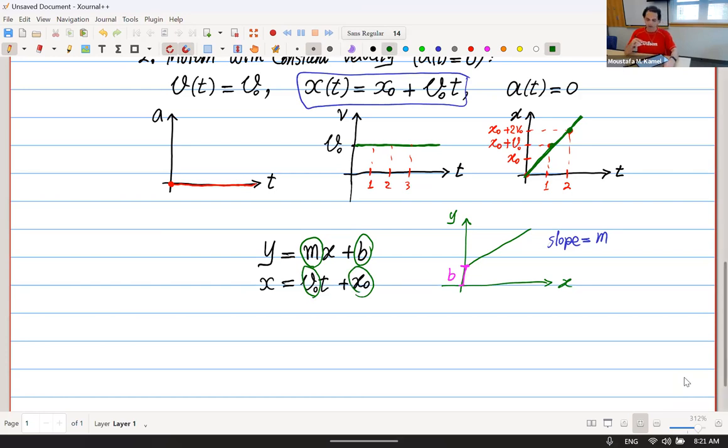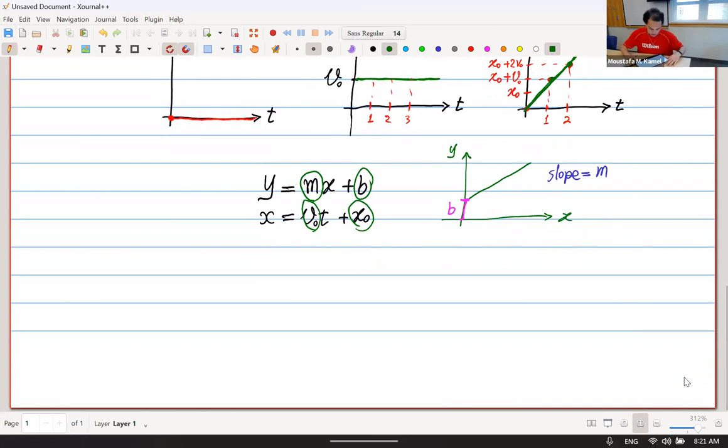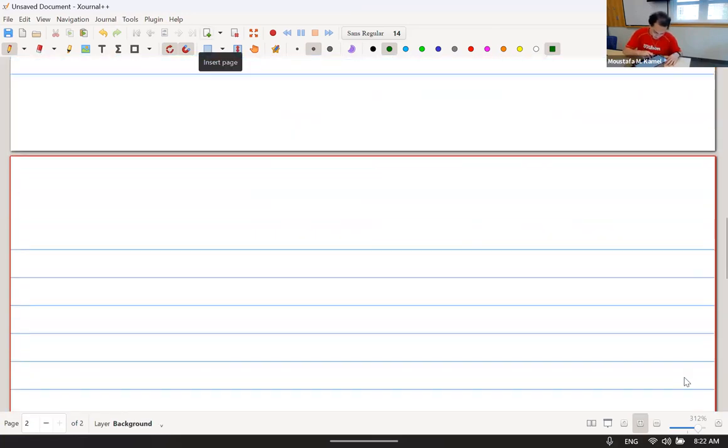So the y-intercept here is x naught, or the vertical intercept is x naught. This is the initial position we started at. And the slope in this case is the velocity. And this is what we mean when we say the velocity is the slope of a position versus time graph. So let me write that down.